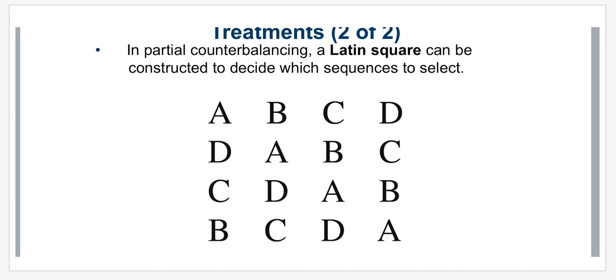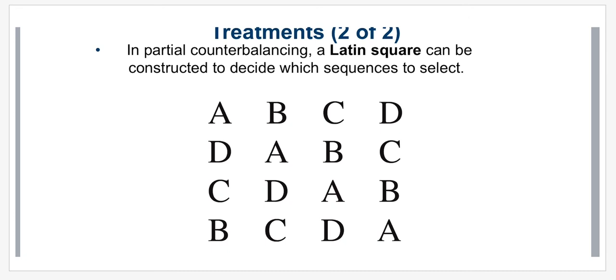And so they have you doing, so you see A is in the first, if you're going across the rows, A is what the participants would experience first, and then B, and then C, and then D. And then the next one down, you see A has now moved to the second condition. So they would experience D first, and then A, and then B, and then C.